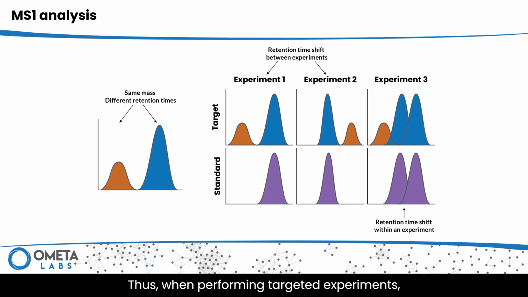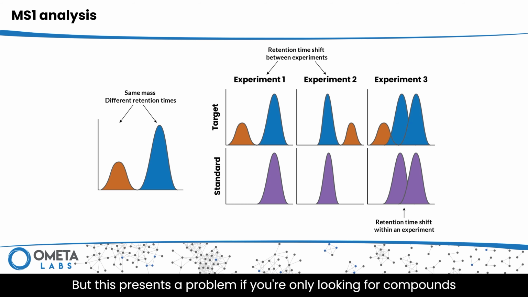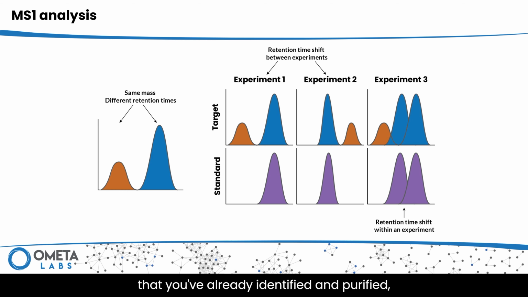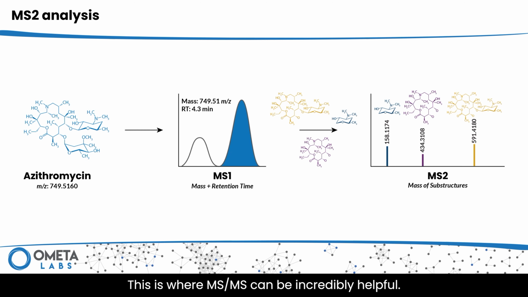Thus, when performing targeted experiments, it's essential to run a purified standard alongside your samples every time you perform an analysis to ensure that you are identifying the correct compound. But this presents a problem. If you're only looking for compounds that you've already identified and purified, you're never going to identify new contaminants. This is where MSMS can be incredibly helpful.